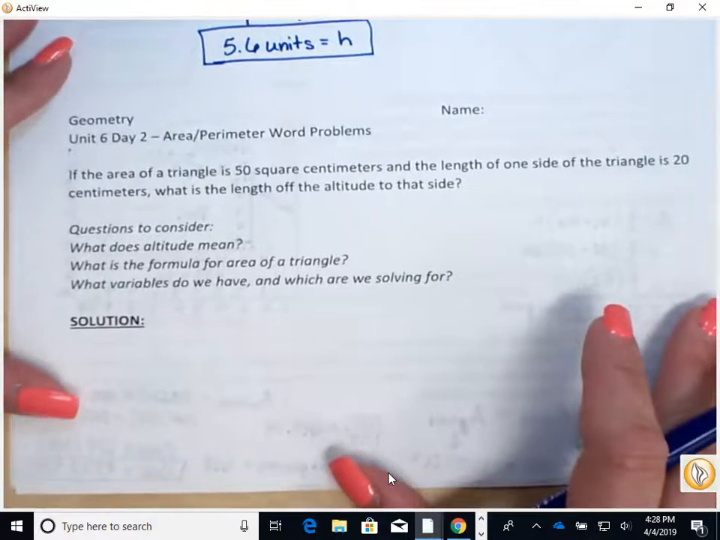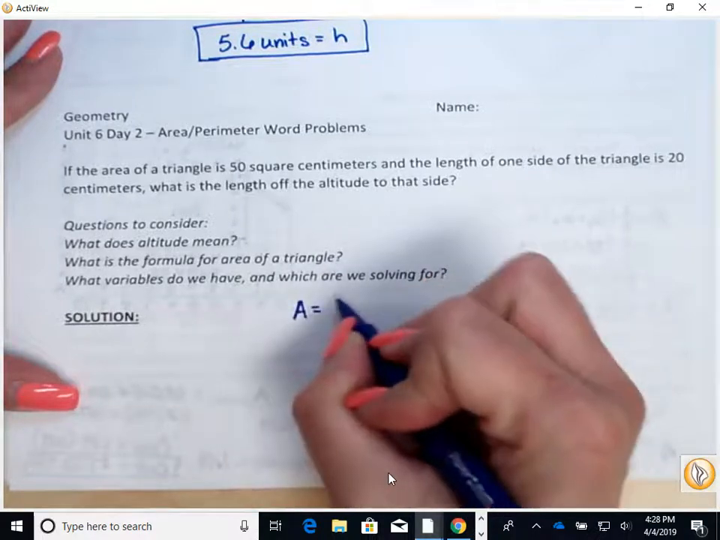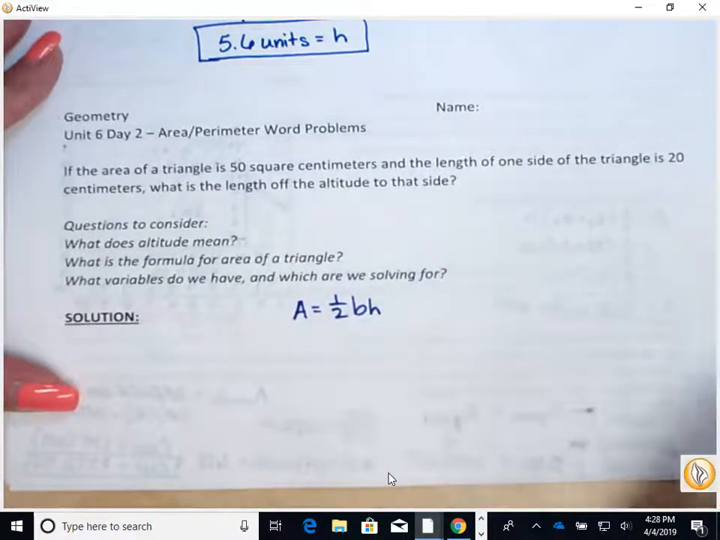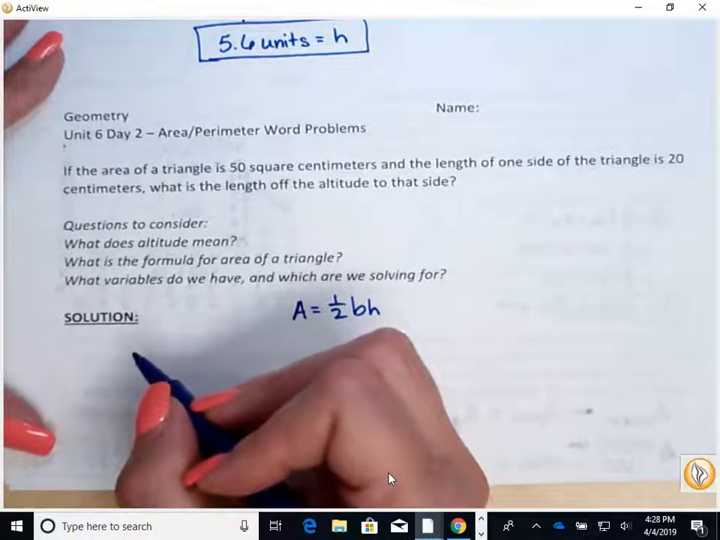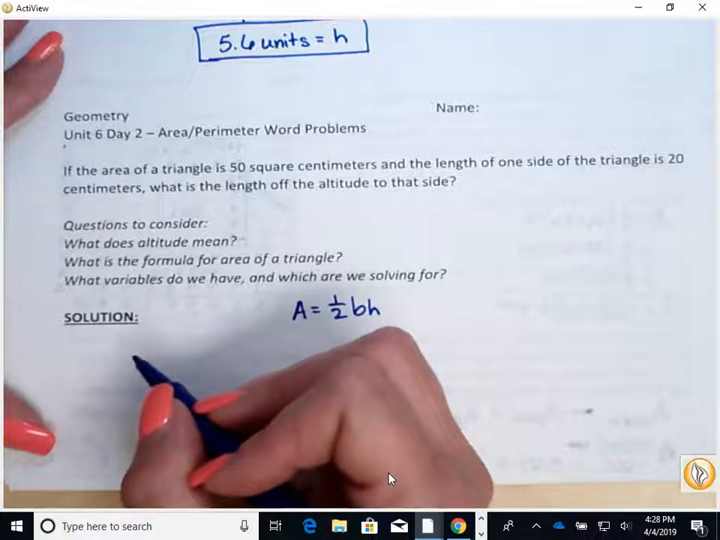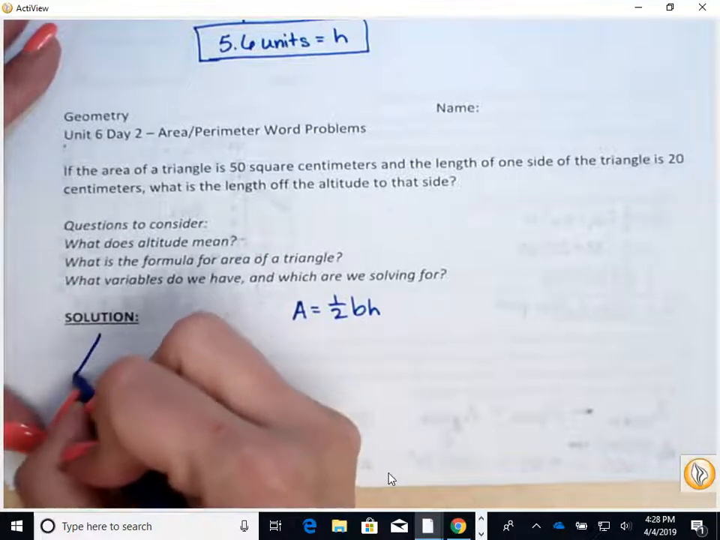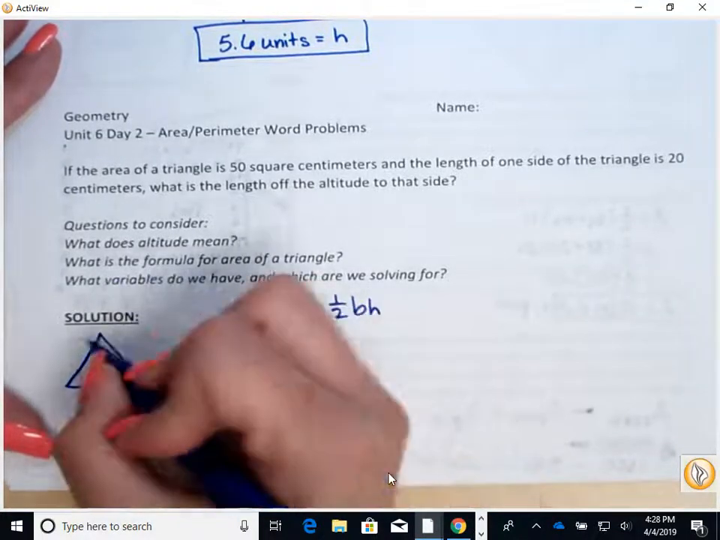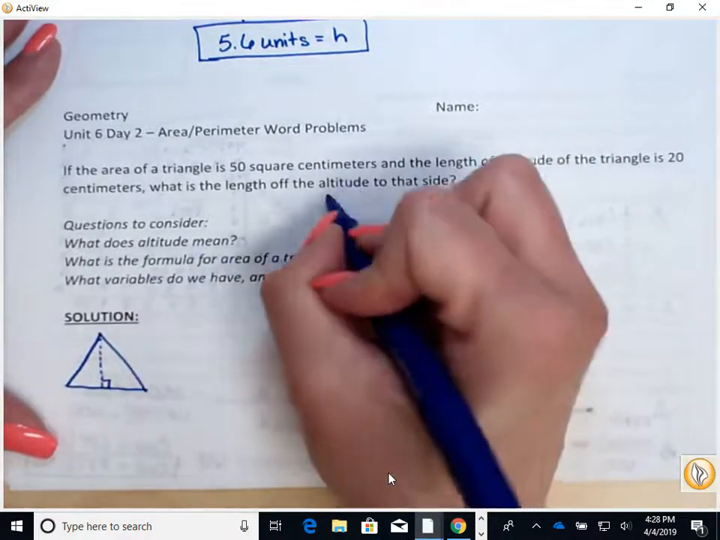If the area of a triangle is 50 square centimeters, so I know I'm going to be using the area formula for a triangle. So area of a triangle is 1/2 times base times height. I'm just finishing reading. If the area of the triangle is 50 square centimeters and the length of one side of the triangle is 20 centimeters, what is the length of the altitude to that side? So when they say altitude to that side, they're saying the altitude is the height. Okay? Altitude, that means height.